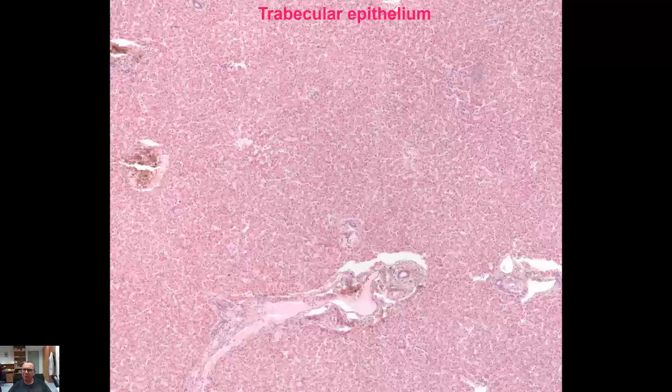This trabecular epithelium is arranged into lobules, which are not well recognizable in the human liver due to the absence of connective tissue septa. Nevertheless, I will try to show them in the next picture. So, trabecular epithelium is the main tissue of the liver, which is supported by reticular connective tissue.